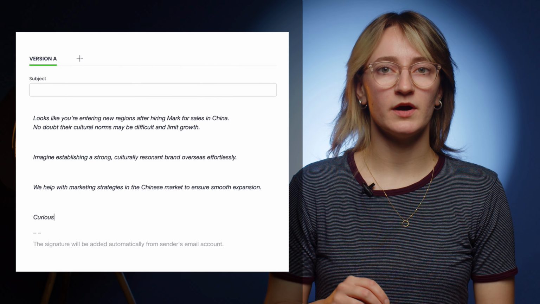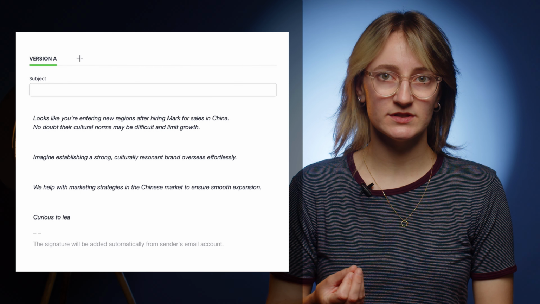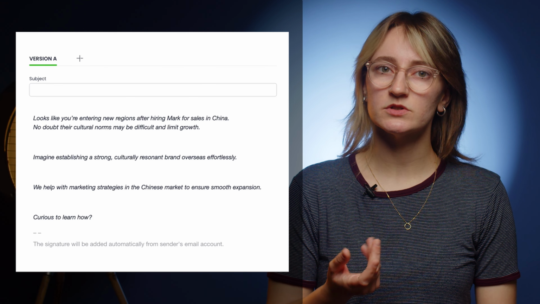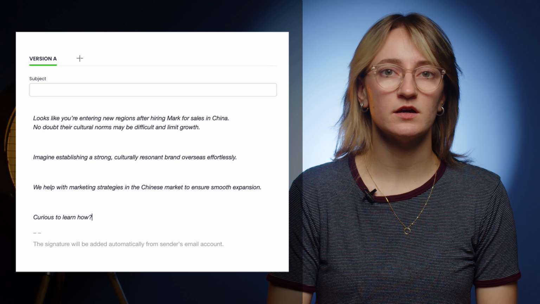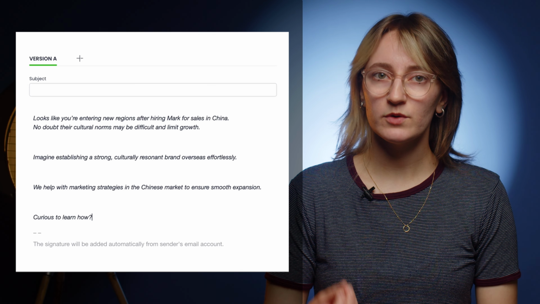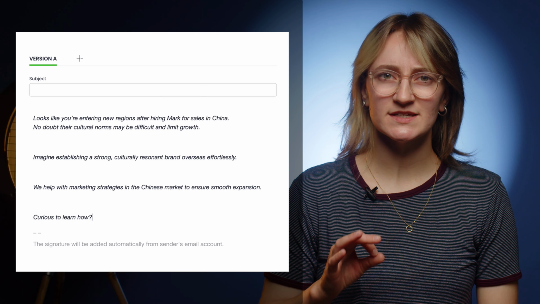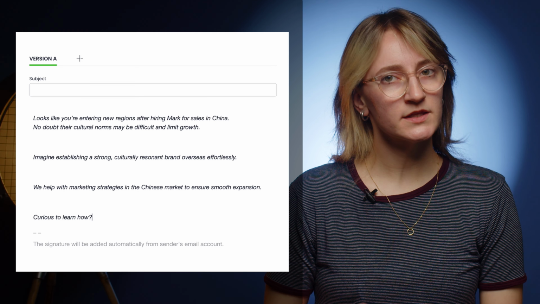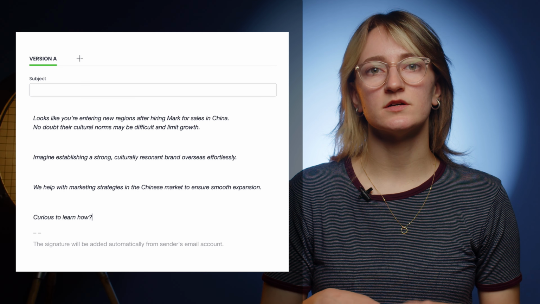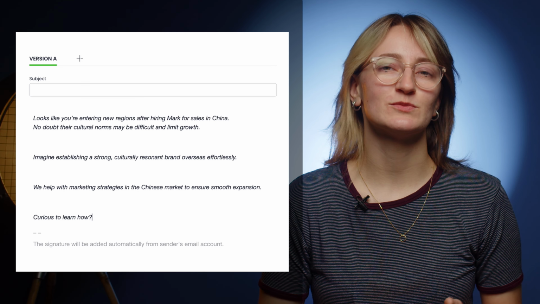Start with the problem by pointing out a specific pain point that's relevant to what they're doing. For example, cultural difficulties when entering a new market, like China. Next, agitation. How can your prospects get out of this? Emphasize the discomfort of the problem and how important it is to solve it. Finally, present your product as the solution, a sweet relief to all the problems.